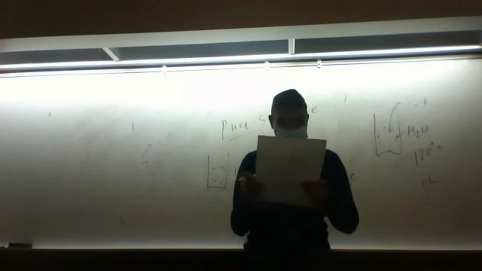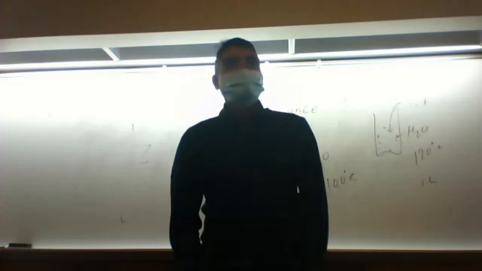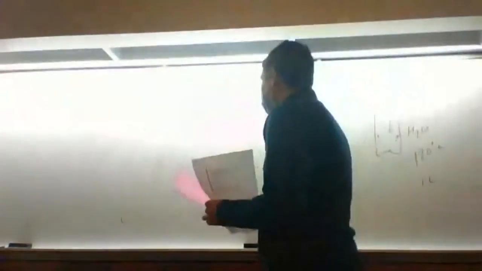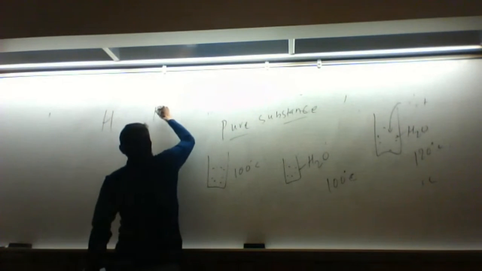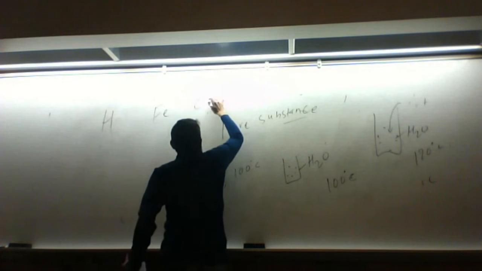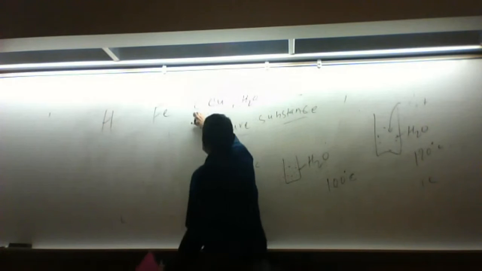Now, what is an element? I'm on the 8th slide. What is an element? Anything that you see in the periodic table is called an element. If something is not there, that is not an element. Make sense? So I might ask a question like this. Which one is not an element? I put hydrogen, iron, copper, and water. Which one is not an element here?